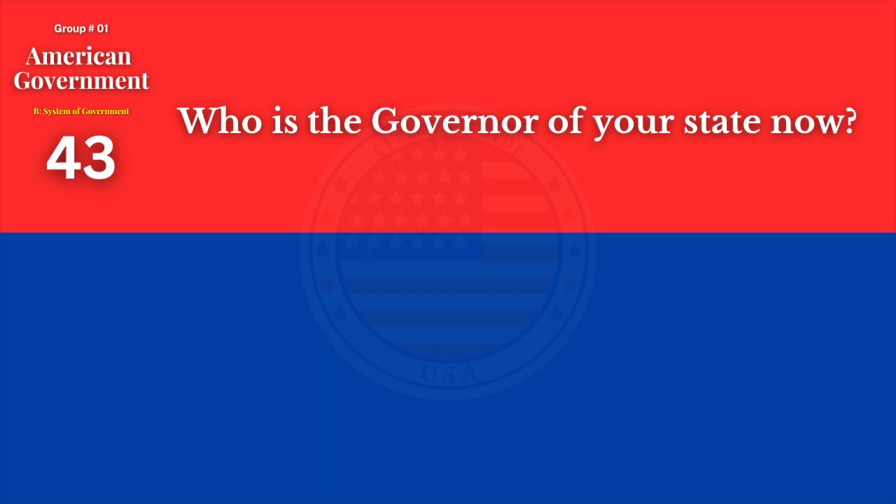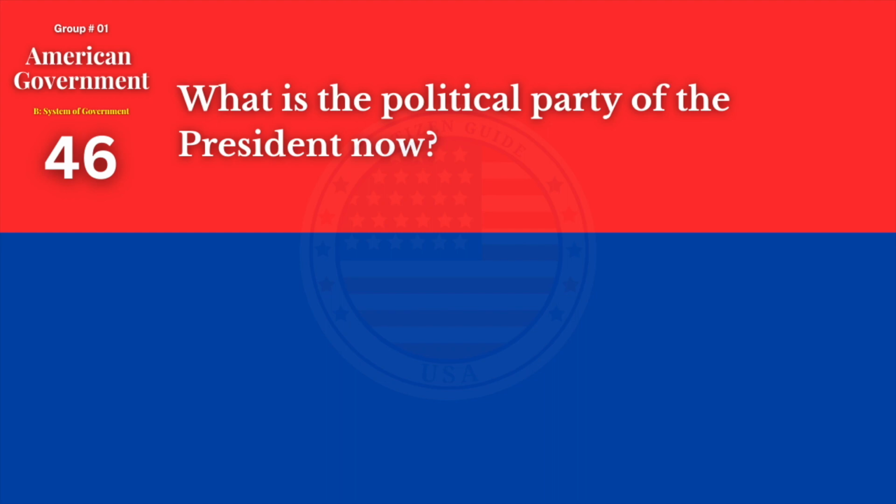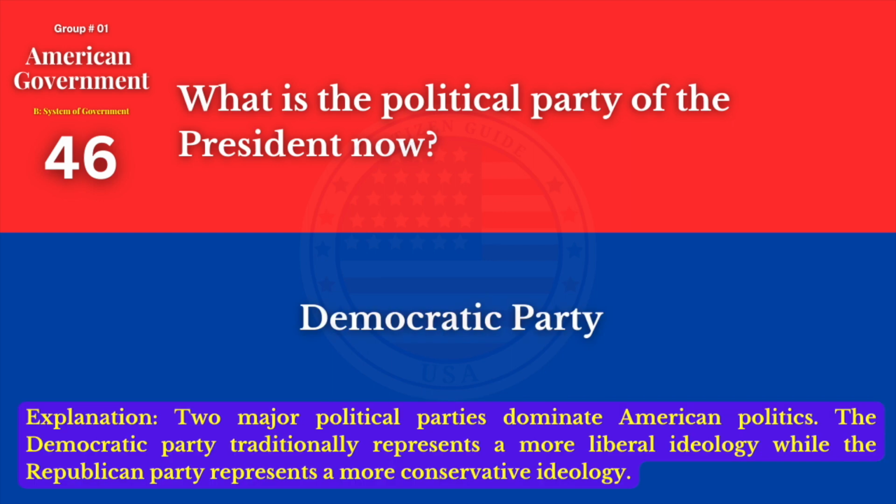Who is the governor of your state now? The answer will vary based on where the applicant lives. D.C. residents should answer that D.C. doesn't have a governor. What is the political party of the president now? Democratic Party.